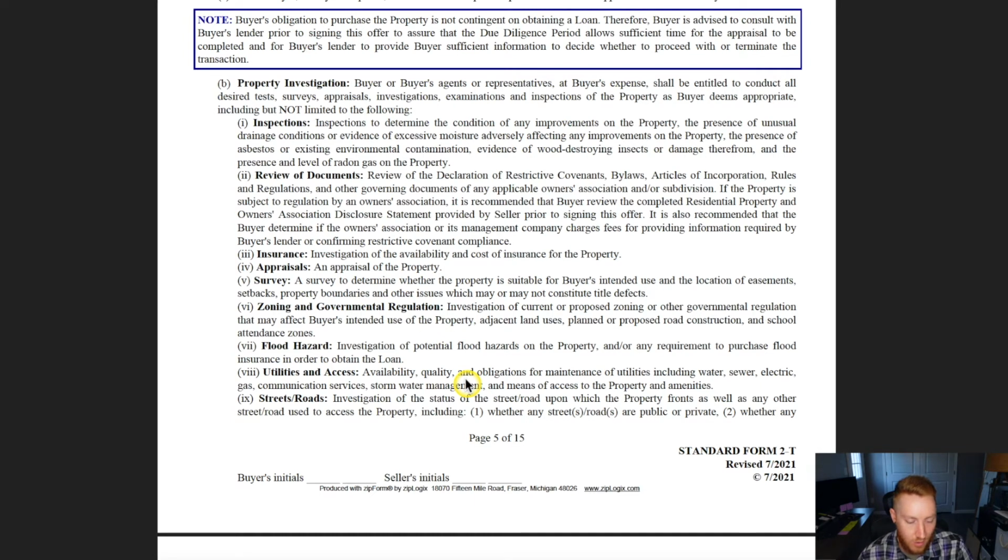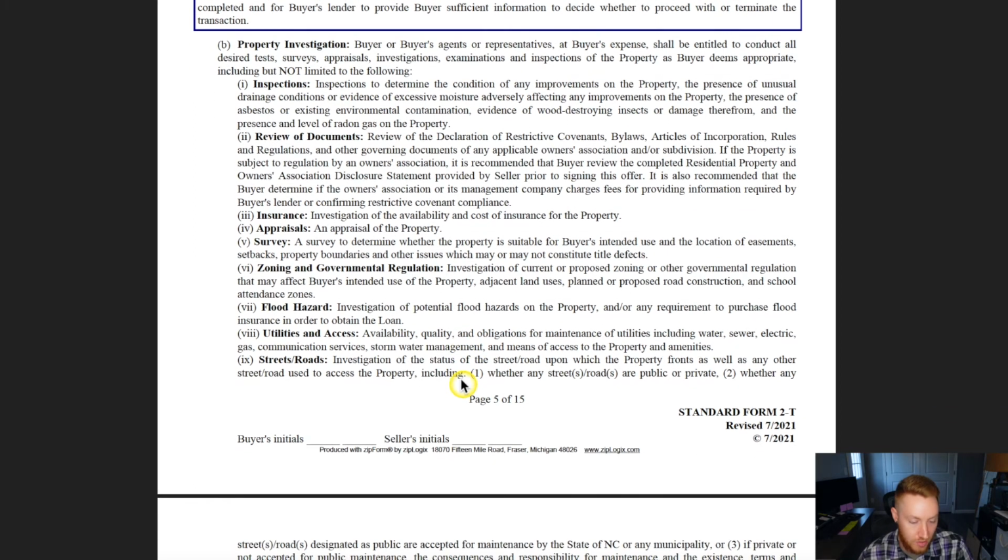Utilities and access. You'll talk about this more in length later in the process, but this is not something that usually matters too much. There's obviously the county and city utilities that we've made available to you, and you'll transfer those over before the time of closing.